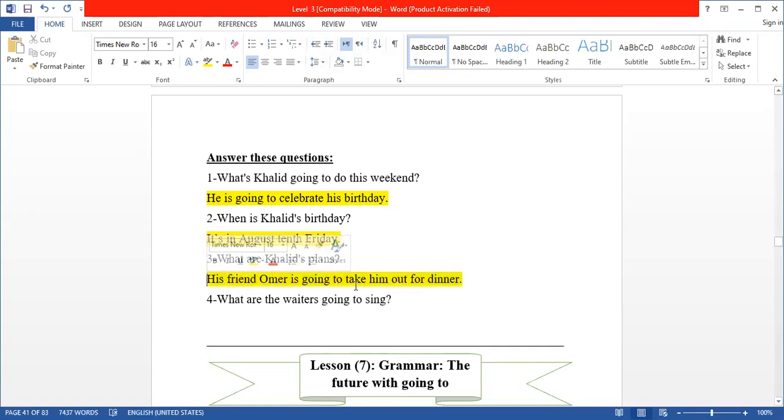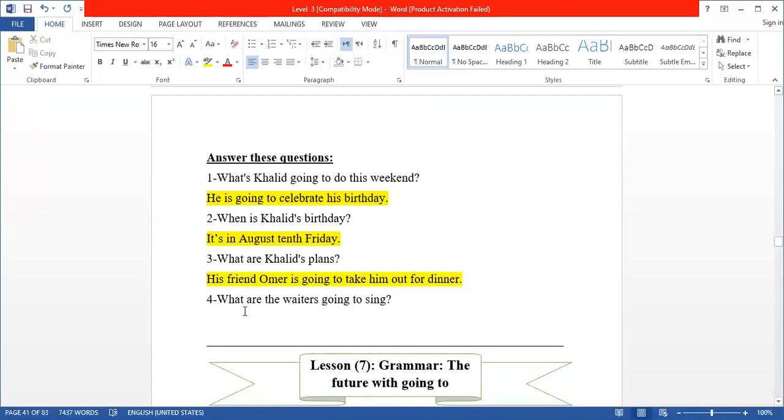So these are the answers. What's Khalid going to do this weekend? He's going to celebrate his birthday. When is Khalid's birthday? It's in August 10th, Friday. What are Khalid's plans? His friend Omar is going to take him out for dinner.